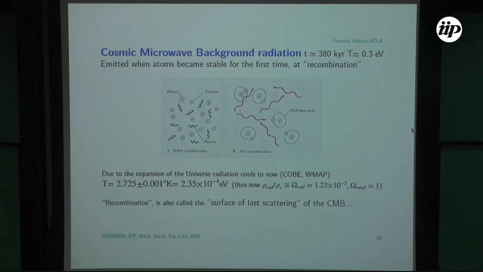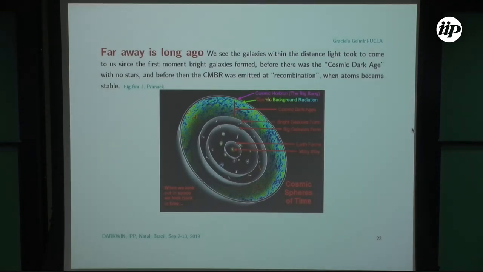So recombination is also called the surface of last scattering because the velocity of light is constant. So we see every epoch in the universe at a certain radius, at a certain distance, which is c times delta t from that epoch to the present. And so we see this CMB, and here it is portrayed with all the different anisotropies, projected onto this surface, the surface of last scattering. Far away is long ago, right? The distance to every particular earlier time is given by c delta t.